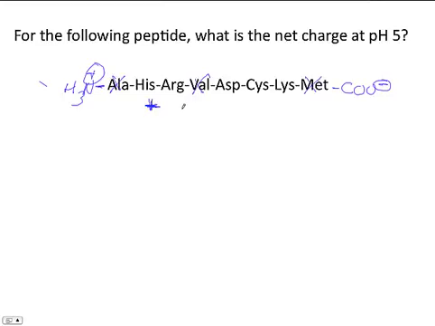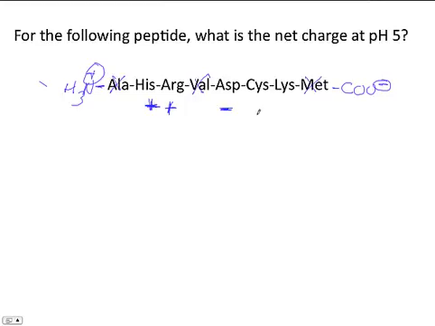Arginine, the pKa for arginine is about 12.5. At a pH of 5, we expect arginine to likewise be protonated and therefore bear a positive charge. Aspartic acid has a pKa of about 3.8. In this case, we are above the pKa, and aspartic acid contains a carboxylic acid. A carboxylic acid, when it's above its pKa, is going to be deprotonated, and thus it's going to have a negative charge.